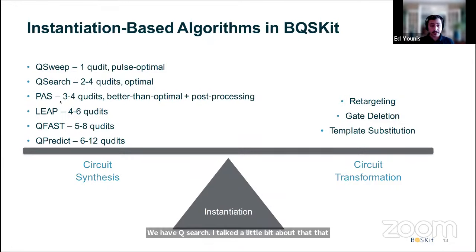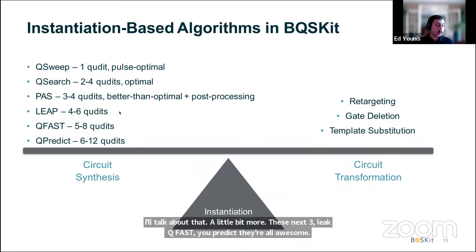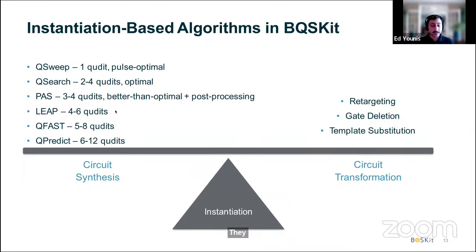We have permutation aware synthesis, PASS. I'll talk a lot about that later on. It's a really cool thing. Still works in that same regime, and it produces better than optimal results with some very trivial post-processing that's necessary. Again, I'll talk about that a little bit more. These next three, LEAP, QFAST, QPredict, are all awesome. They walk the trade-off ladder in terms of scalability and how big you can do the synthesis and how fast they run. Going up this ladder, you're going to get better quality results.